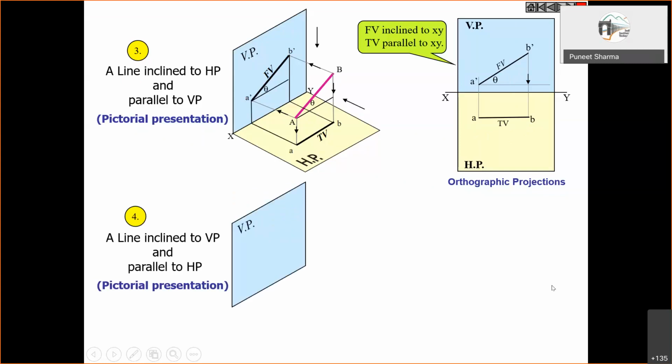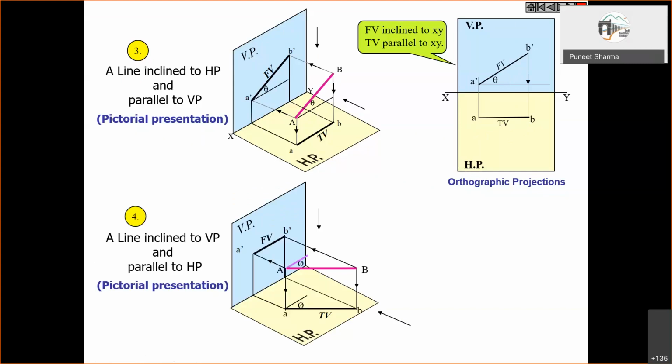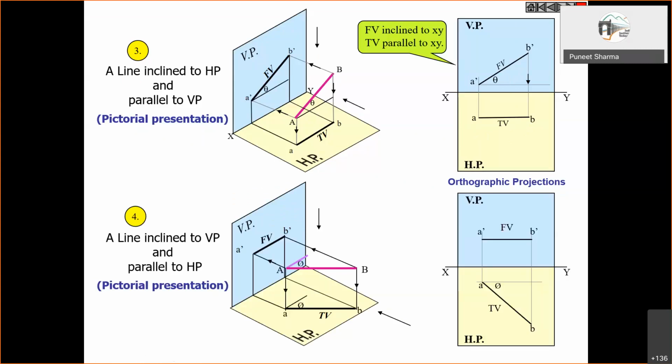Then we had considered the second case. Okay, so for this the line is parallel to the horizontal plane and is inclined to the vertical plane. So for this we get the true length in the top view and the actual inclination of the line with the vertical plane also is observed in the top view. The front view gives us the reduced length. It is not the same length. So these two things we have.